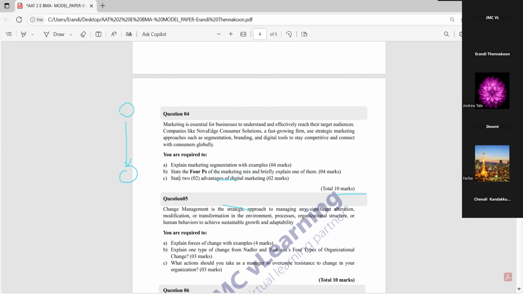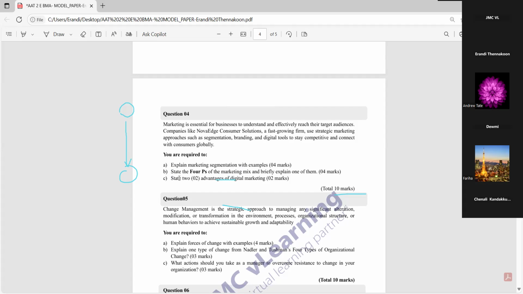Just mention 2 advantages. Like it is a bit cost effective rather than traditional methods. These digital methods are cost effective, right? There's a global reach, and we can measure results. We have Google as an example, Google Analytics and all. So you have to mention the points: cost effective, global reach, measurable results, right?